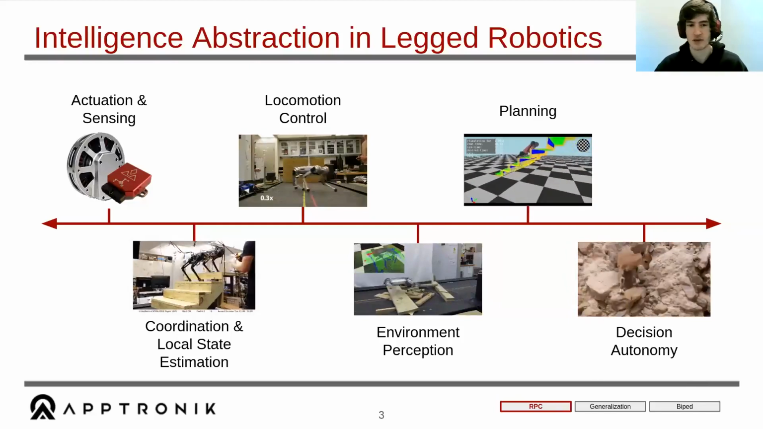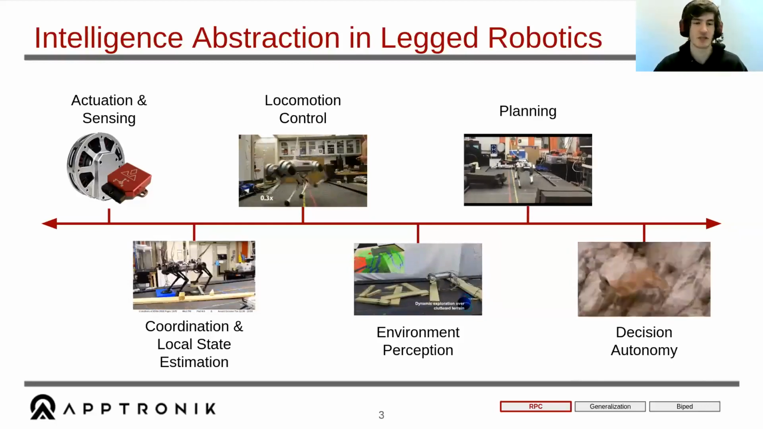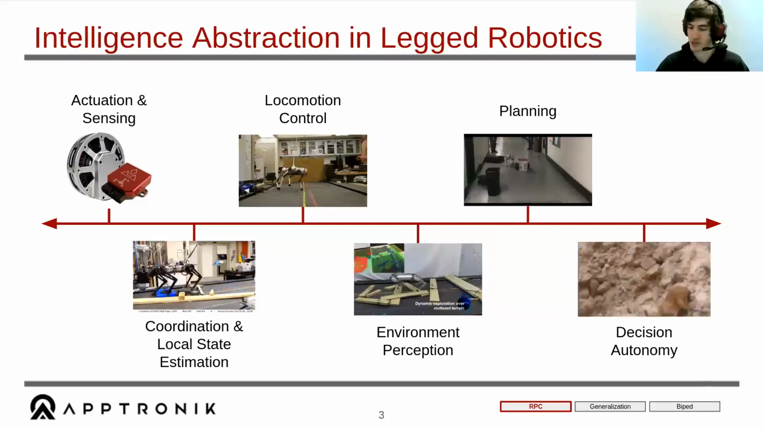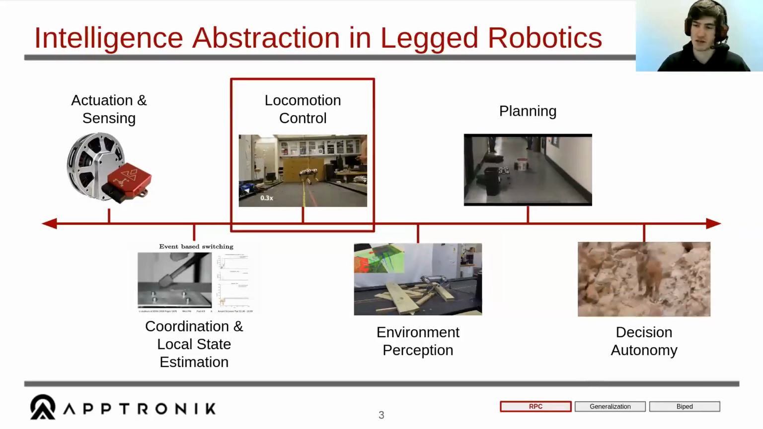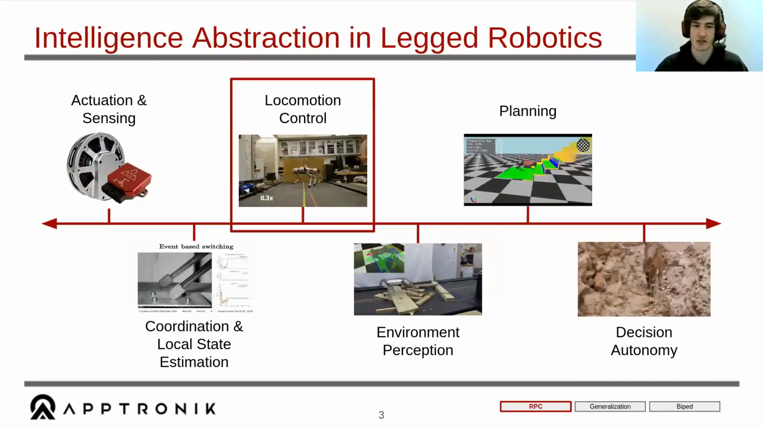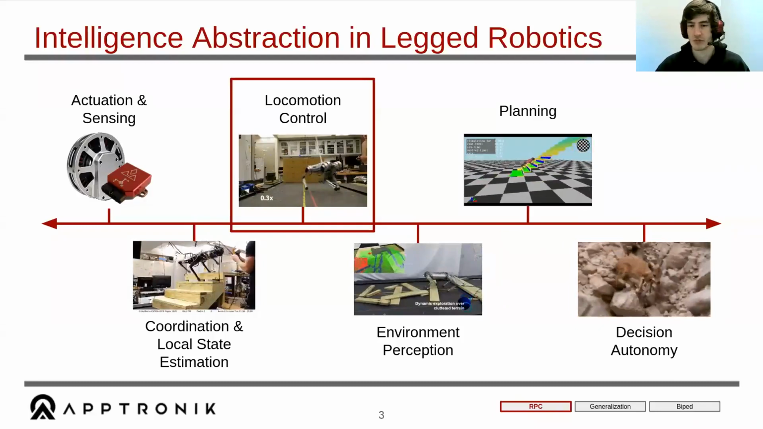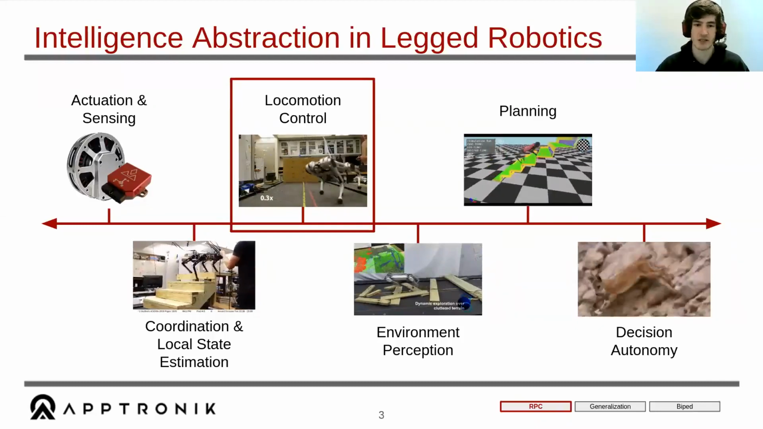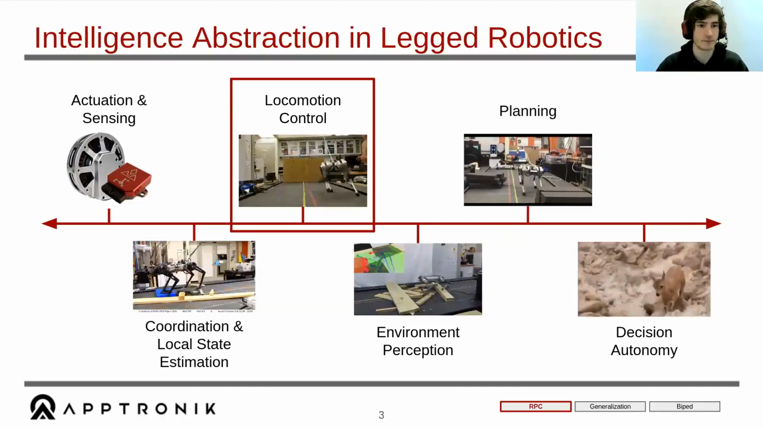And this is just the way that I think about it. There's a lot of nuances and overlap between them, but this is a simple representation. A lot of my talk is going to focus mainly on this locomotion control, how to get the robot to manipulate its environment locally, and how to move around to be able to balance and get where you need to go.